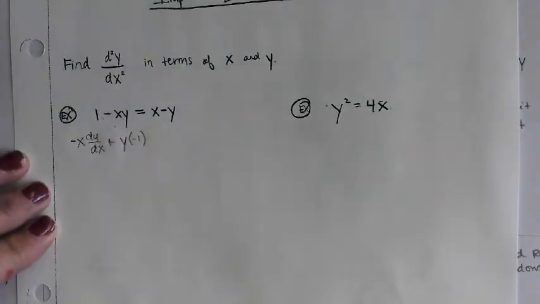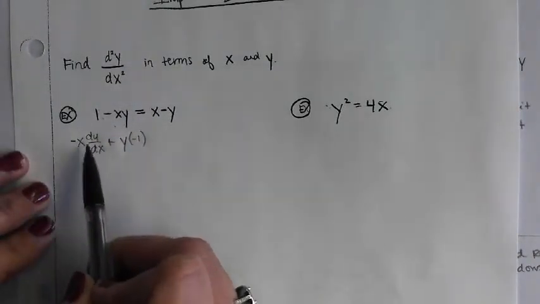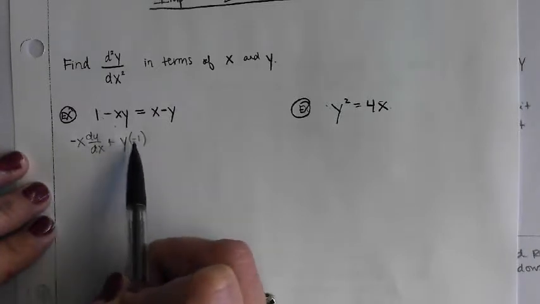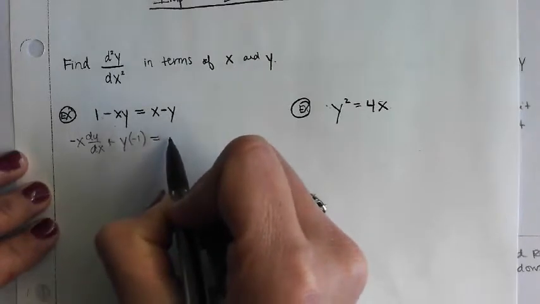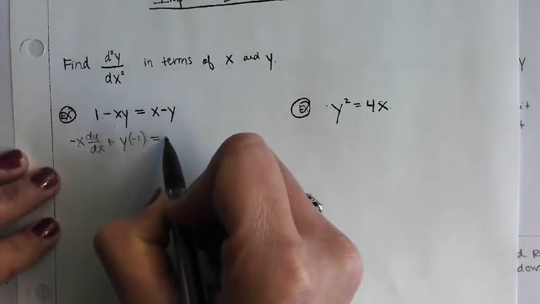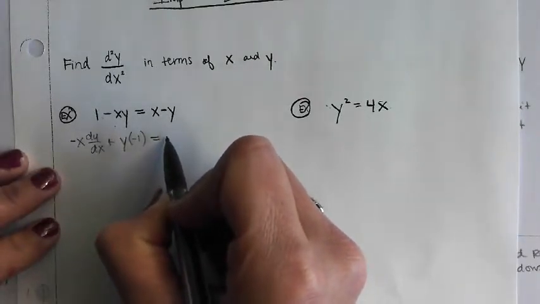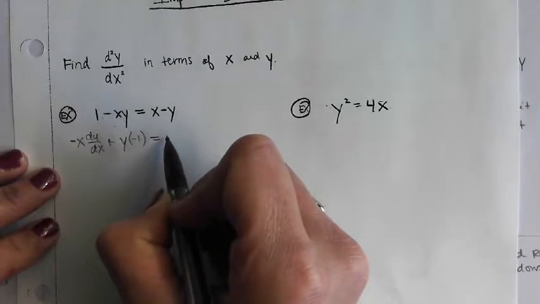Correct. So she did first negative x times the derivative of the second, plus the second, y, times the derivative of the first, equals, Connor, tell me what the other side should say. Stephen?